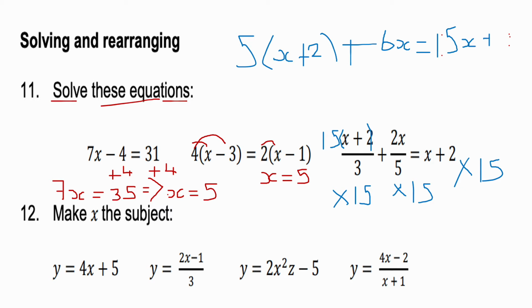Hopefully it's making sense so far, guys. I appreciate that I've done it in one big step here, but feel free to pause it and write down the full workings. What I've done is multiply through everything by 15, so I no longer have a fraction on either the left hand side or the right hand side of my equation. I've now got an equation that involves just x's. Expanding the bracket on the left hand side, I get 5x plus 10 plus 6x is equal to 15x plus 30.